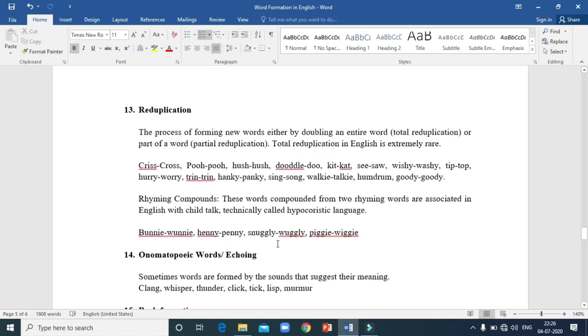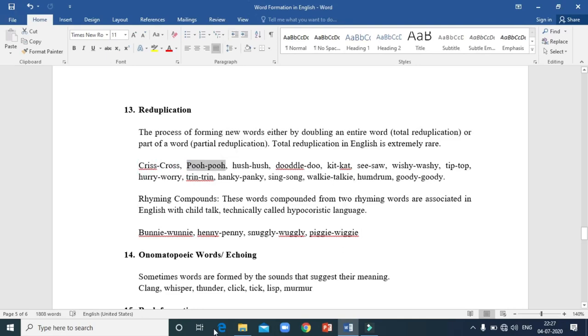So this is a process of forming new words by doubling an entire word. Either you double an entire word or you double part of a word. Total reduplication in English is very rare. Let's see that. Criss-cross. Here you see that part of this word is duplicated. Criss-cross. Poo-poo. Poo-poo is an example of total reduplication.